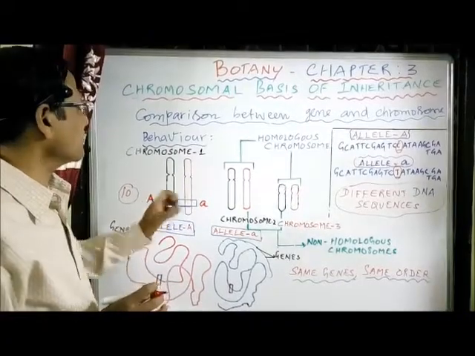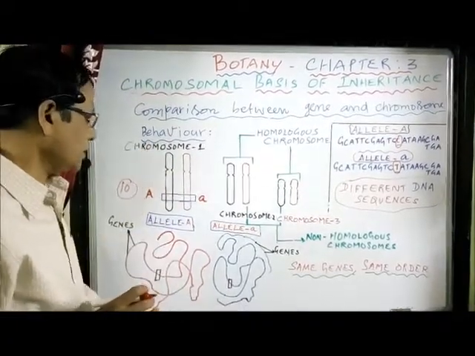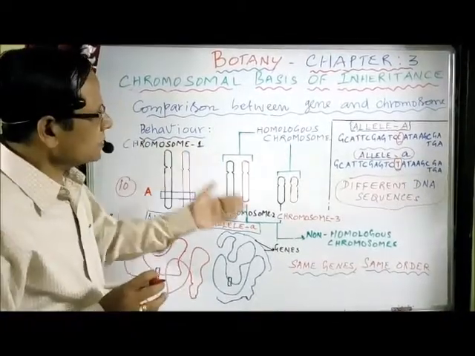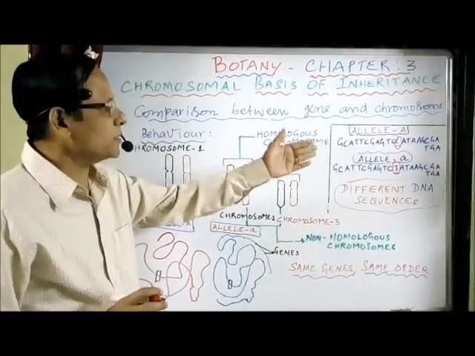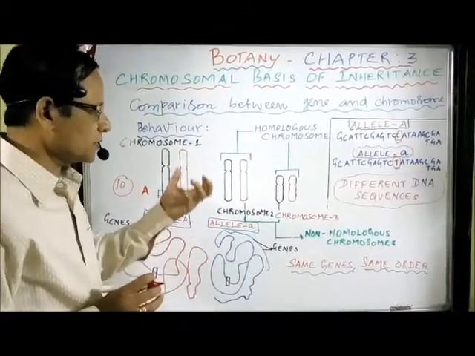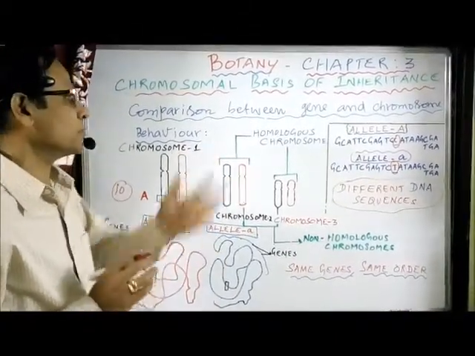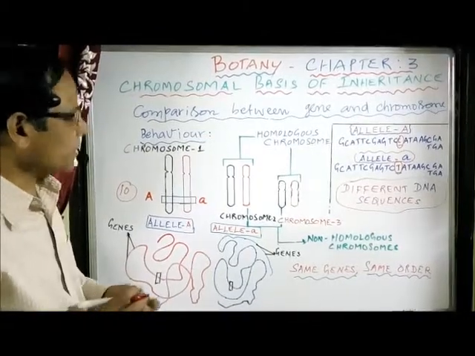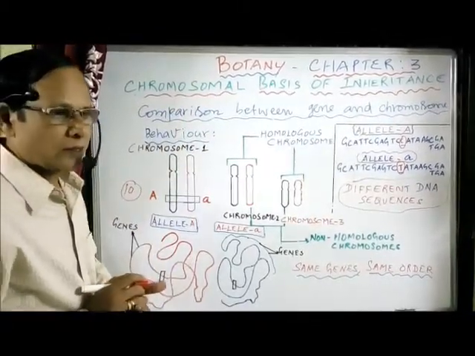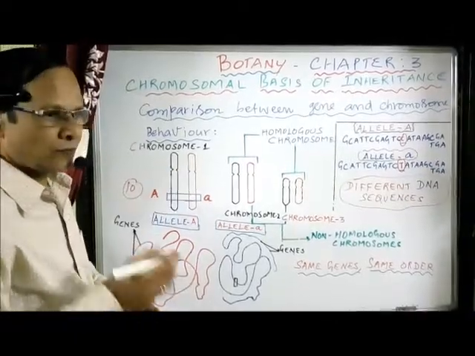So this is one comparison between gene and chromosome behavior. The genes are different in their behavior, that is, in that case we have dominant and recessive alleles. But the chromosomes behave the same, having the same genes arranged in the same order. Now let's see the comparison between chromosome behavior and Mendel's factors in the form of a statement.